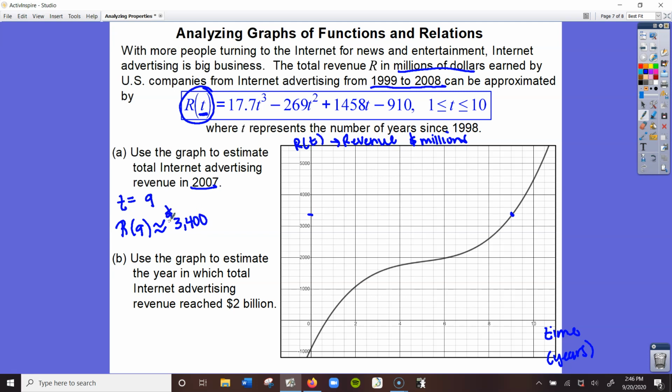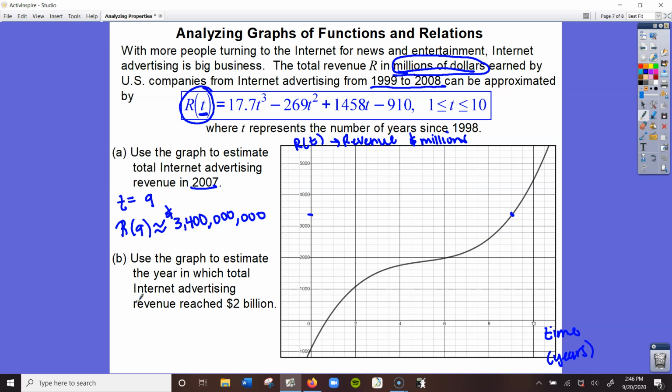But remember, in the problem, it's told to us that revenue is in millions of dollars. So I'm going to have to add 6 zeros to that. So what does this mean? That means that in the year 2007, total internet advertising revenue is approximated to be $3,400,000,000.